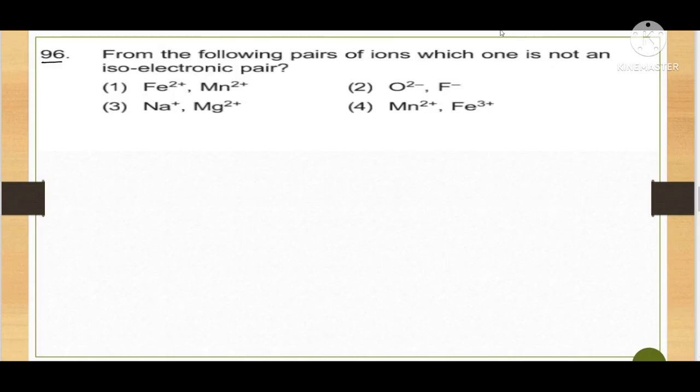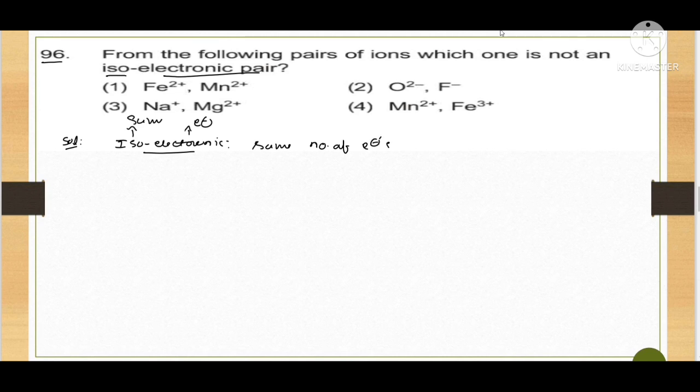Now let us discuss the 9-6 question. From the following pair of ions, which one is not an isoelectronic pair? Now let us first try to understand what is meant by isoelectronic. Iso means same, electronic means electrons. That means pairs having the same number of electrons are called isoelectronic pairs.